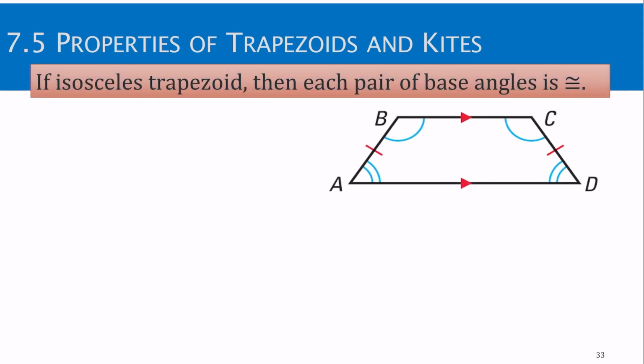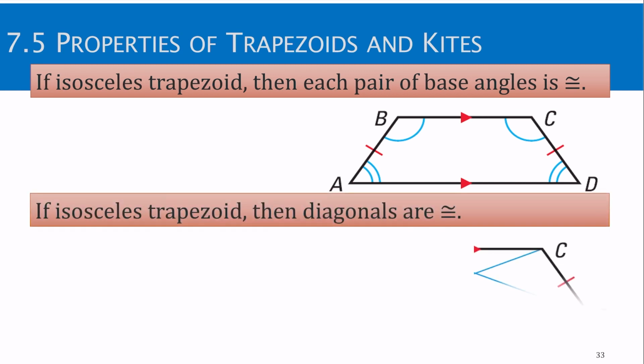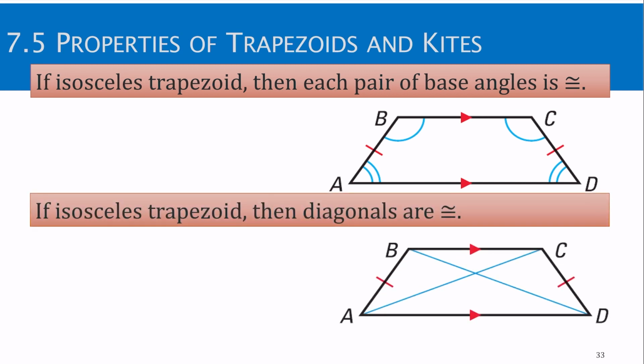If a trapezoid is isosceles, then each pair of base angles are congruent. So the two at the top and the two at the bottom would be congruent. And also, if it's an isosceles trapezoid, then the diagonals are congruent. Converses are also true.